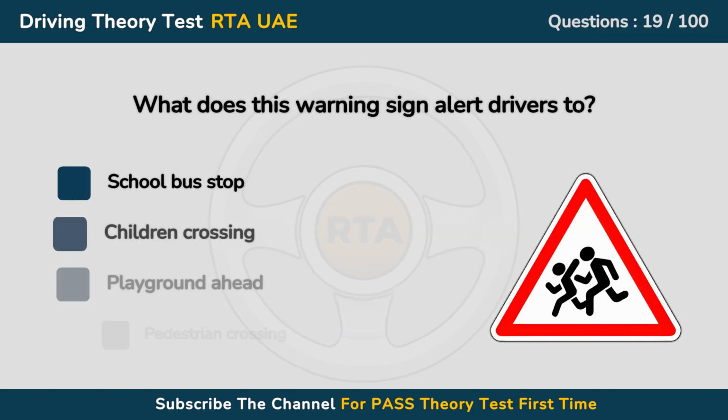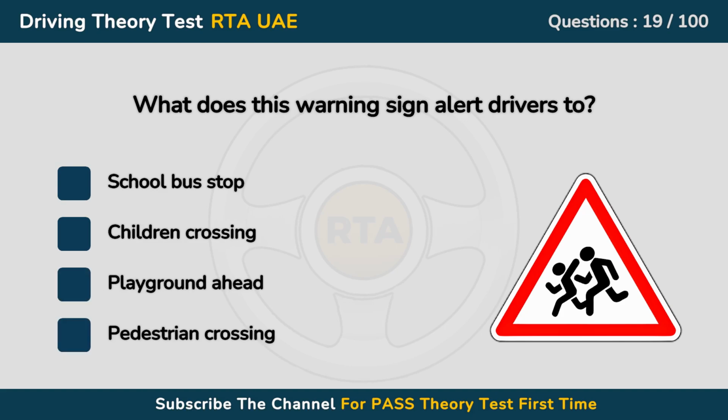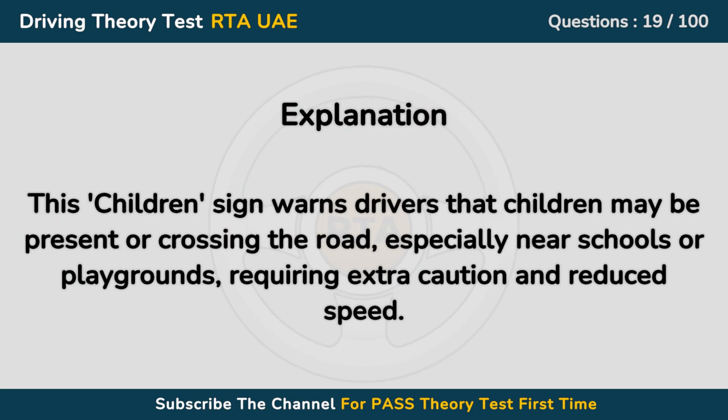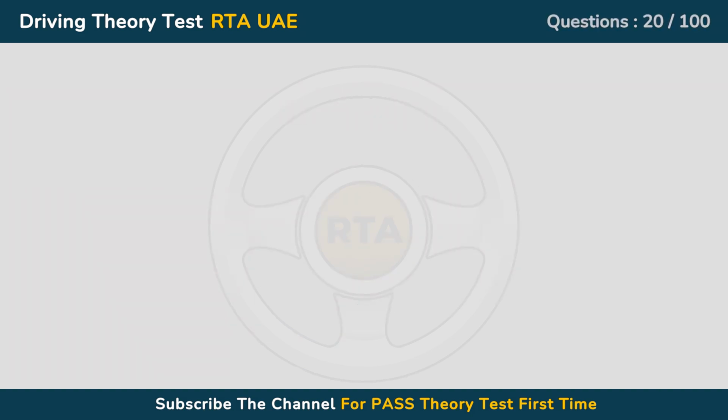Question 19. What does this warning sign alert drivers to? A. School bus stop. B. Children crossing. C. Playground ahead. D. Pedestrian crossing. Answer is B. Children crossing. This children's sign warns drivers that children may be present or crossing the road, especially near schools or playgrounds, requiring extra caution and reduced speed.